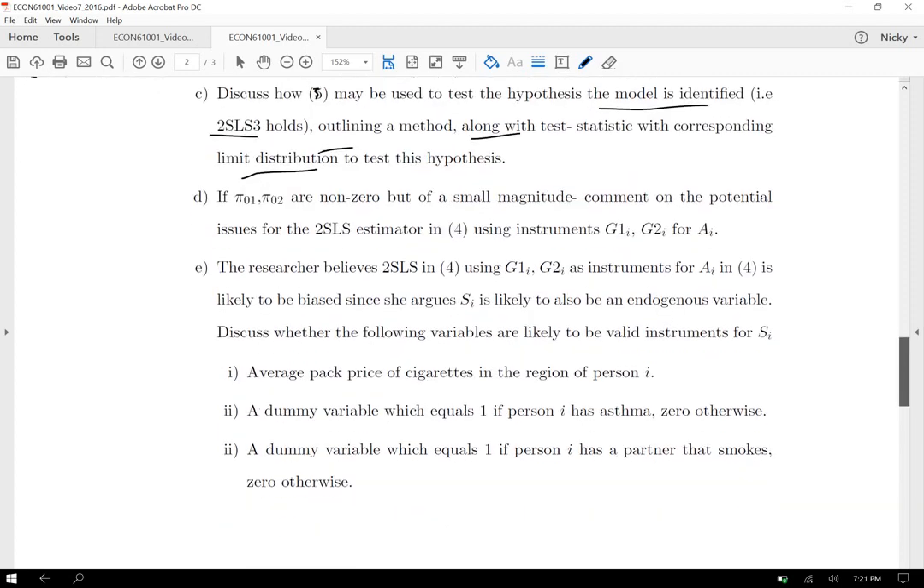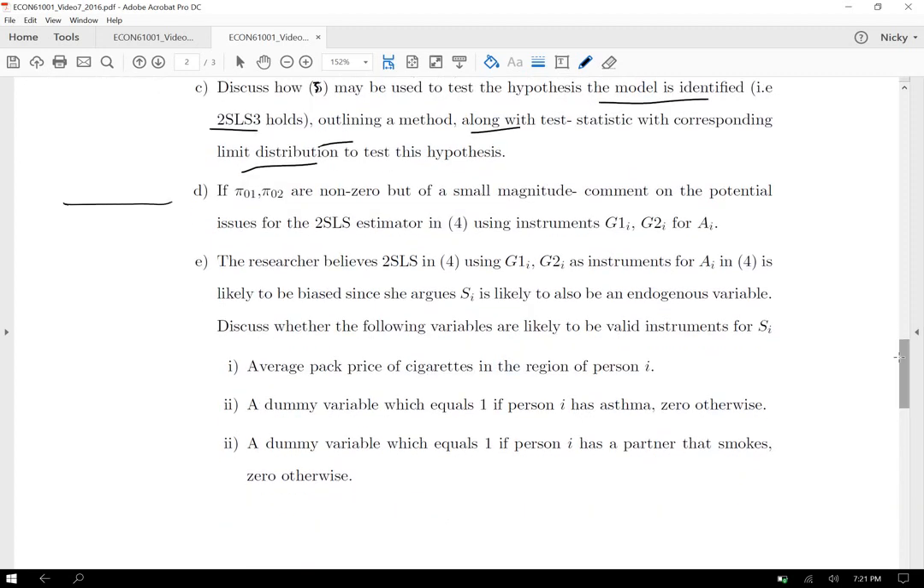Okay. So the next part then, part D. Again, we only touched on this in lecture. I'm in the process of making a little video clip and some notes on this. But if both pi naught 1 and pi naught 2, remember, these are the effect of the genes on alcohol, are non-zero, which means that it's identified, but they're small, then what would be the potential issues of using two-stage least squares with the genes as instruments for A?